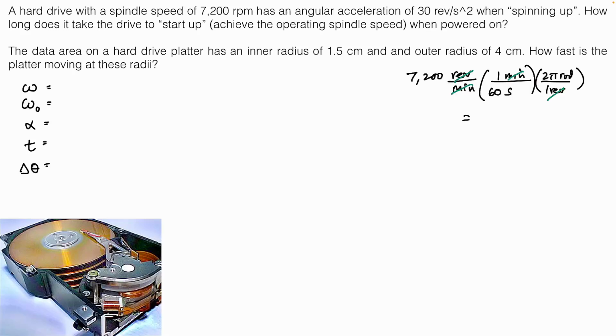I don't have the right numbers in here. Yes, I do. I just can't read. I was on the wrong problem. 754 radians per second. Okay, so I'm going to go ahead and put that over here. 754 radians per second is my final speed.